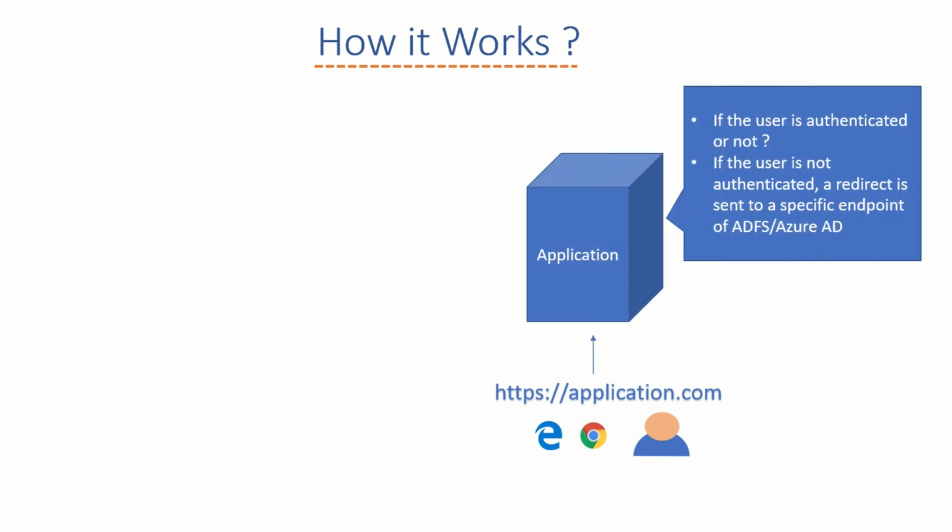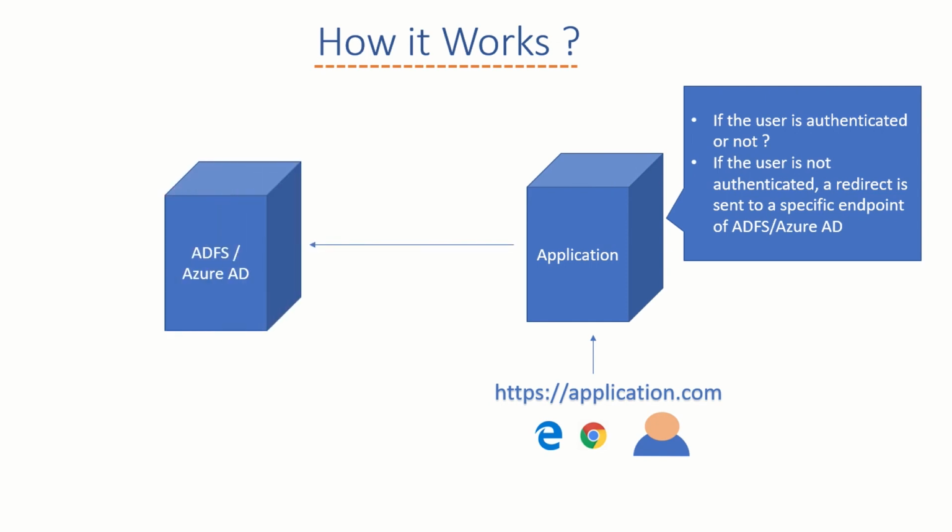Now let's consider one more scenario wherein, let's say you are the application developer and you have developed a web-based application, which is application.com. Now the moment the user uses a browser to go to this particular link, it's your application server that will receive the very first request. Now, it's the responsibility of your application server to check whether the user is authenticated or not. If the user is not authenticated, the request has to be sent to a specific endpoint of your identity provider.